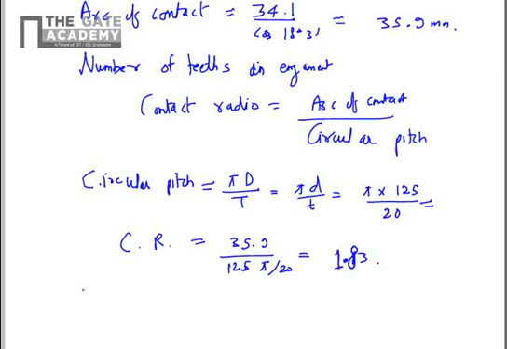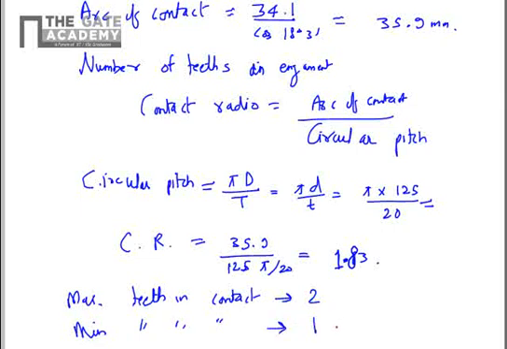So since the contact ratio is 1.83, the maximum teeth in contact can be the whole number above this contact ratio, that is 2, and the minimum teeth in contact is the whole number below the contact ratio, that is 1. So minimum teeth in contact can be 1. So this is our answer for the second part.